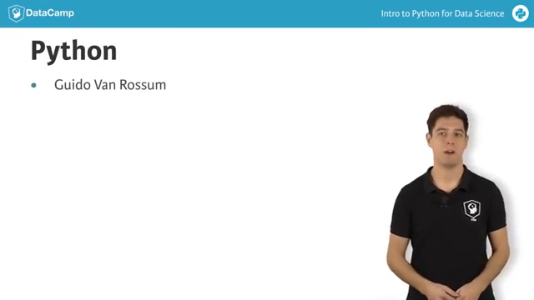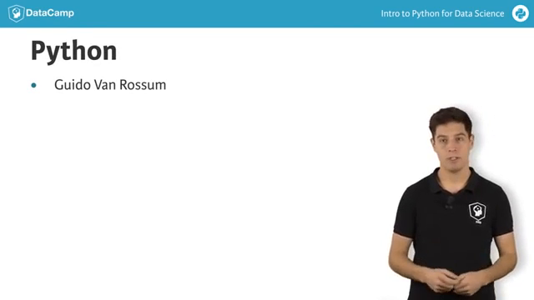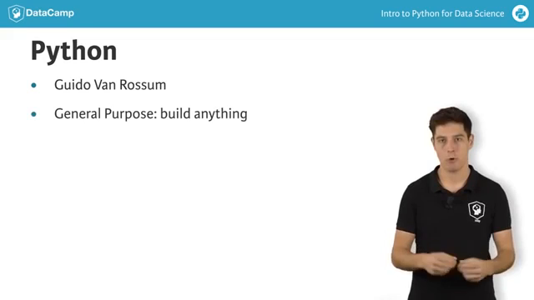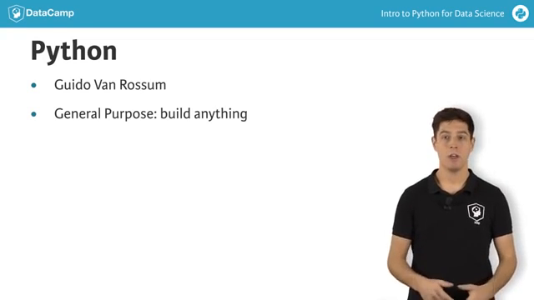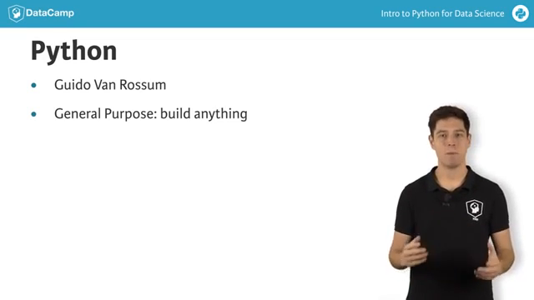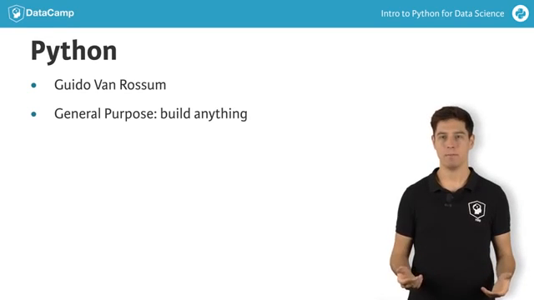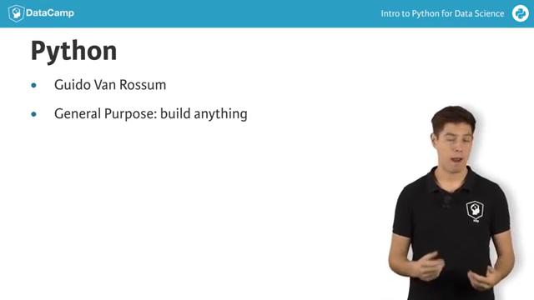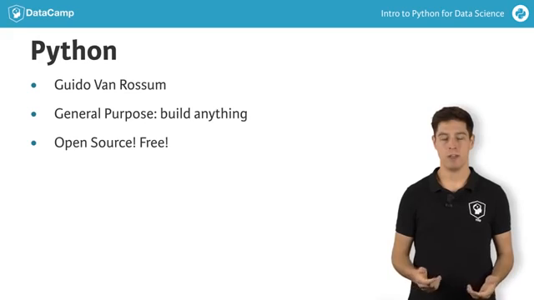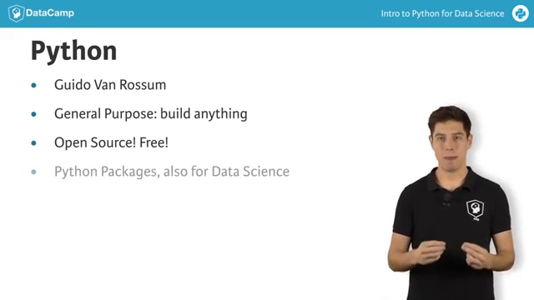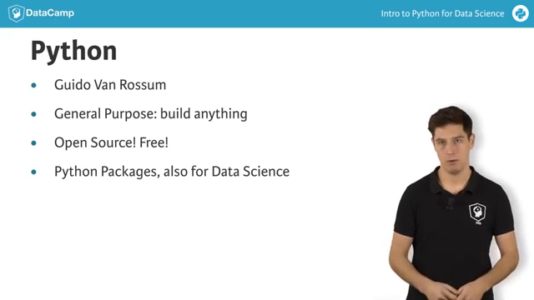Python was conceived by Guido van Rossum. What started as a hobby project soon became a general-purpose programming language. Nowadays, you can use Python to build practically any piece of software. But how did this happen? Well, first of all, Python is open source. It's free to use. Second, it's very easy to build packages in Python, which is code that you can share with other people to solve specific problems.